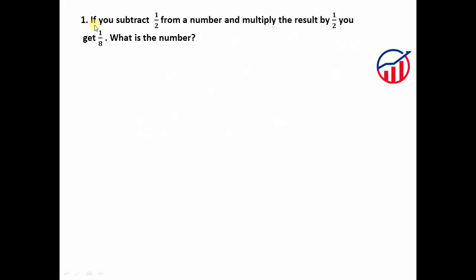So the first question is: if you subtract half from a number and multiply the result by half, you get 1/8. What is the number? We don't know the number, so let the number be x. Then you subtract half from x, because given that if you subtract half from the number x and multiply the result by 1/2, you get 1/8.